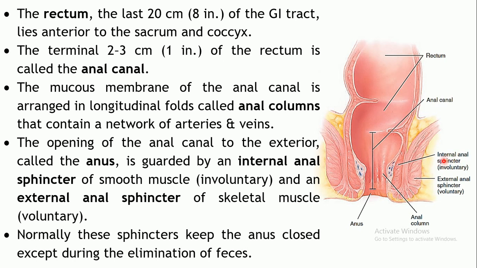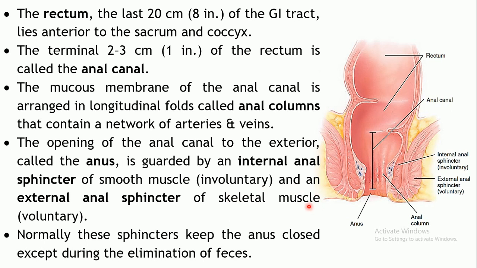Now this particular sphincter is involuntary in nature. Why is it involuntary? That's because it comprises smooth muscles. And as you are all aware, smooth muscles are involuntary in nature, right? They are not under your control. Whereas the external anal sphincter is voluntary in nature because it comprises skeletal muscle.